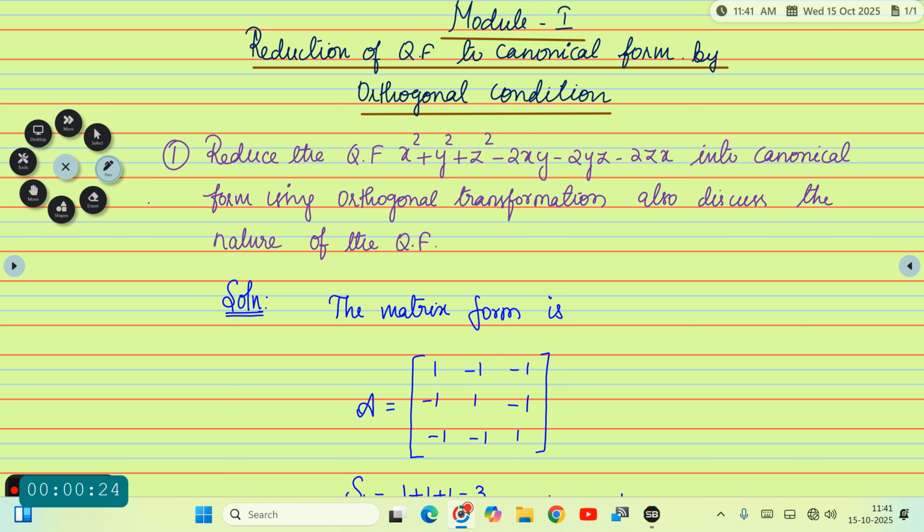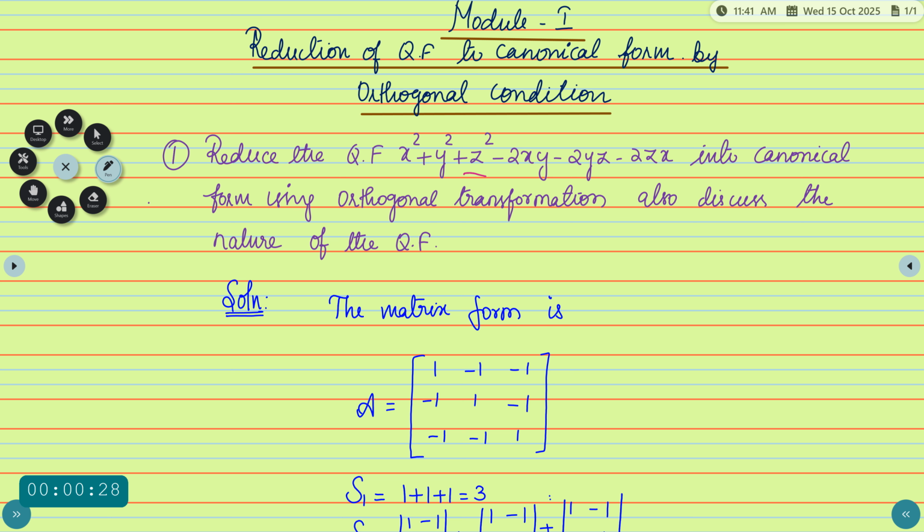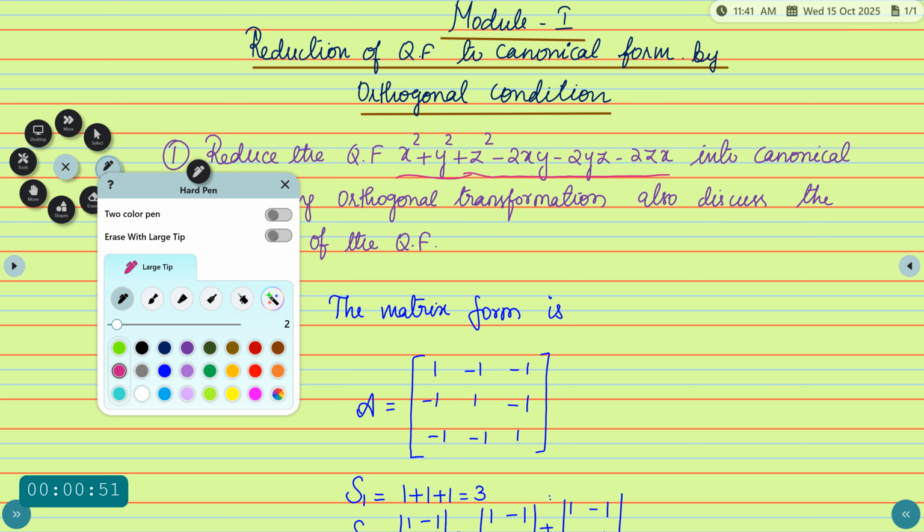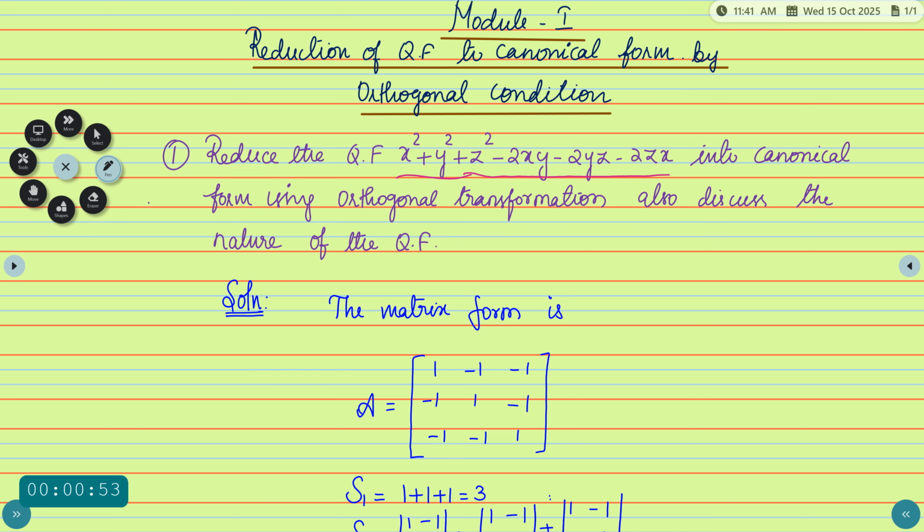See the question. Reduce the quadratic form x square plus y square plus z square minus 2xy minus 2yz minus 2zx into canonical form using orthogonal transformation. Also discuss the nature of the quadratic form. First, the given quadratic form is x square plus y square plus z square minus 2xy. Take this as quadratic form, and now we are going to convert this as matrix.